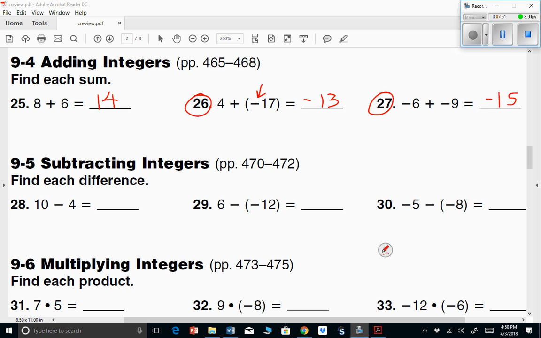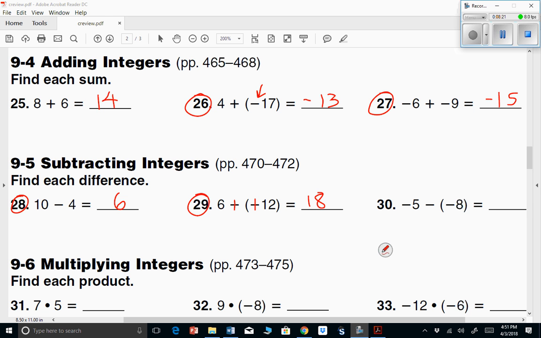9-5 is on subtracting integers. Remember that we do not do subtraction problems that involve negative numbers. Now 10 minus 4 does not involve negative numbers, so we can just go ahead and do that. But then number 29, you recognize that subtracting a negative is the same as adding a positive. So 6 plus 12 is 18.